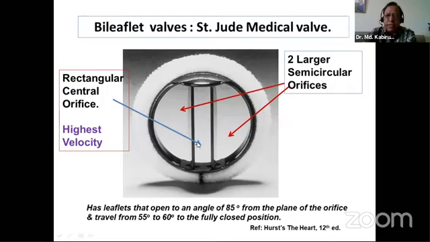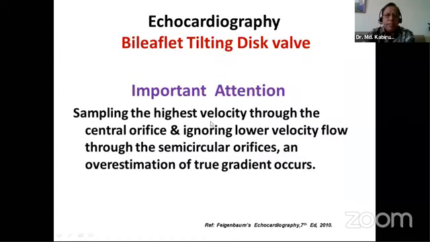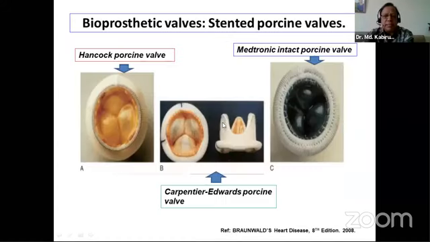So whenever you have to measure with continuous wave Doppler or the transvalvular pressure gradient, try to place the cursor of the continuous wave Doppler along the large semicircular orifice. So these are the three orifices, and you have to measure the velocity through the large orifice. So the bileaflet tilting disc, I have described it.